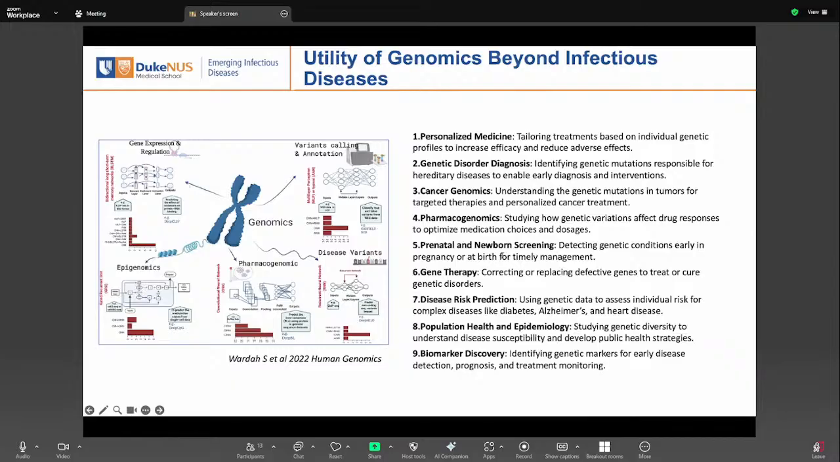Then another very useful application of genomics is prenatal testing, and that is already being used in a big way. Essentially, they screen pregnant mothers to check for certain genetic diseases, etc. Gene therapy is another one. Then disease risk prediction, which we've seen for a long time, for instance with breast cancer genes. Then population health and epidemiology, and the last one, biomarker discovery. So again, there are far more uses of genomics outside of infectious disease, and these are some of them.